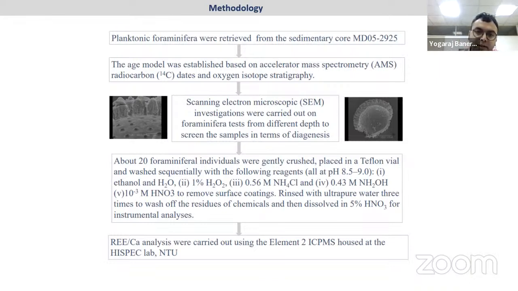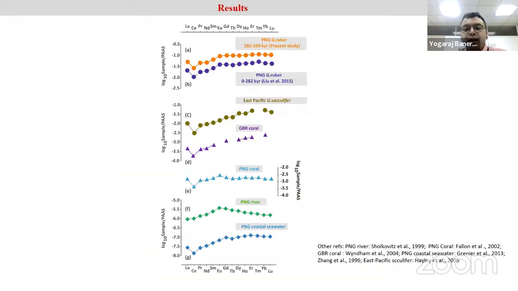And details of this method are available in a paper by Shen et al. 2010. It was in Analytical Chemistry, and there was another paper, Lee et al. 2014. It is there in Journal of Asian Earth Sciences. So we followed the protocol that has been described in those two papers. And these are the results in terms of PAAS normalized values.